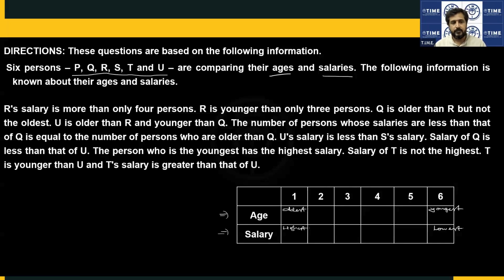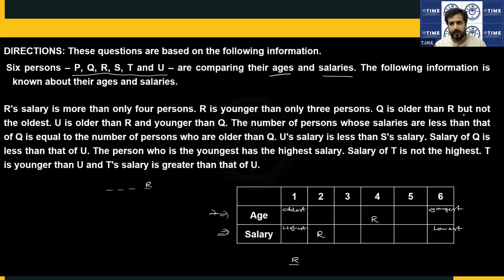Okay. Let's move on to the clues. R's salary is more than only 4 persons. So R's salary is more than only 4 persons means where must R be, if the clue is given in terms of salary? R is more than 4 people, so R must be second. And R is younger than only 3 people in terms of ages. So R must be in the fourth place.